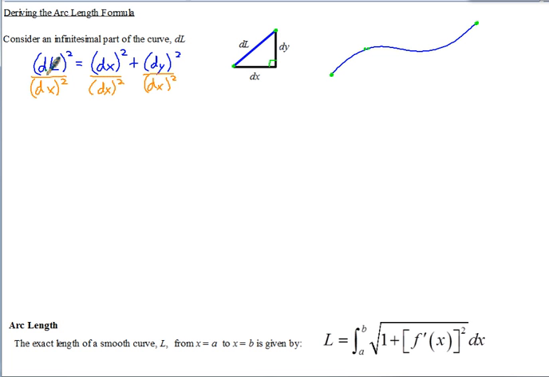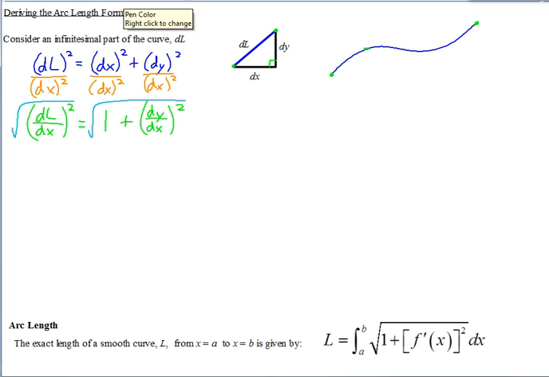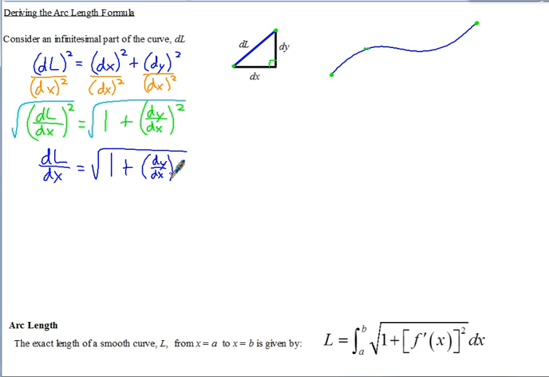And then this one we can actually rewrite. Instead of dl squared over dx squared, we can just make that (dl/dx) squared. The dx squared divided by dx squared is just 1. And the same thing here, we can write this as just (dy/dx) squared. And then to get rid of the square, to help us solve for L, we can next take the square root of both sides. So then all we have left over here is dl/dx equals the square root of 1 plus (dy/dx) squared.